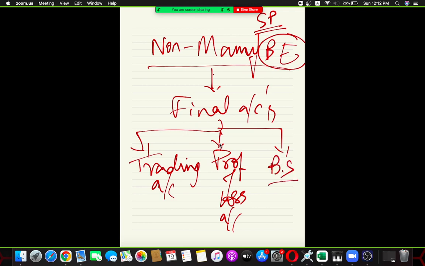Let's try to understand in depth what is the trading account, what is the profit and loss account, and what is the balance sheet in upcoming sessions, in upcoming classes. This is the overview of what we are studying in this entire chapter.